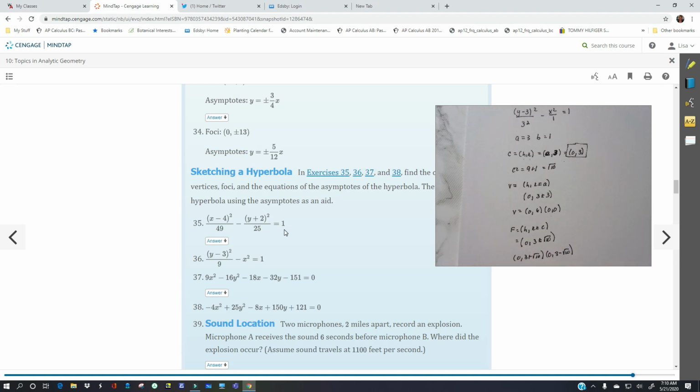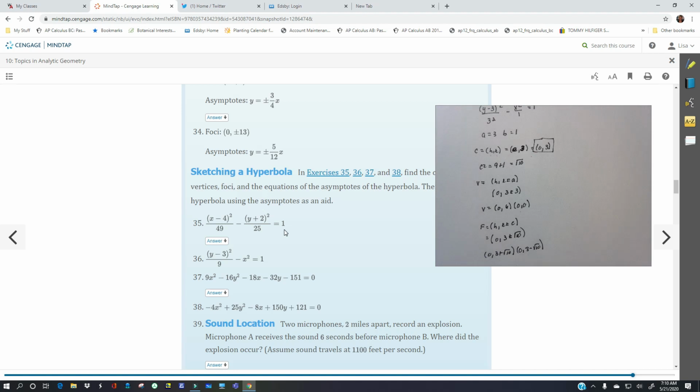And if we had to sketch this, what a grader or WebAssign is going to look for is that your vertices are in the correct places, your foci are in about the correct places, your center is correct, your major axis is definitely vertical versus horizontal, those kinds of things. But if we had to sketch this, so 2, 4, 6, 8, 10. I don't need to go out this far on this one, but you never know.